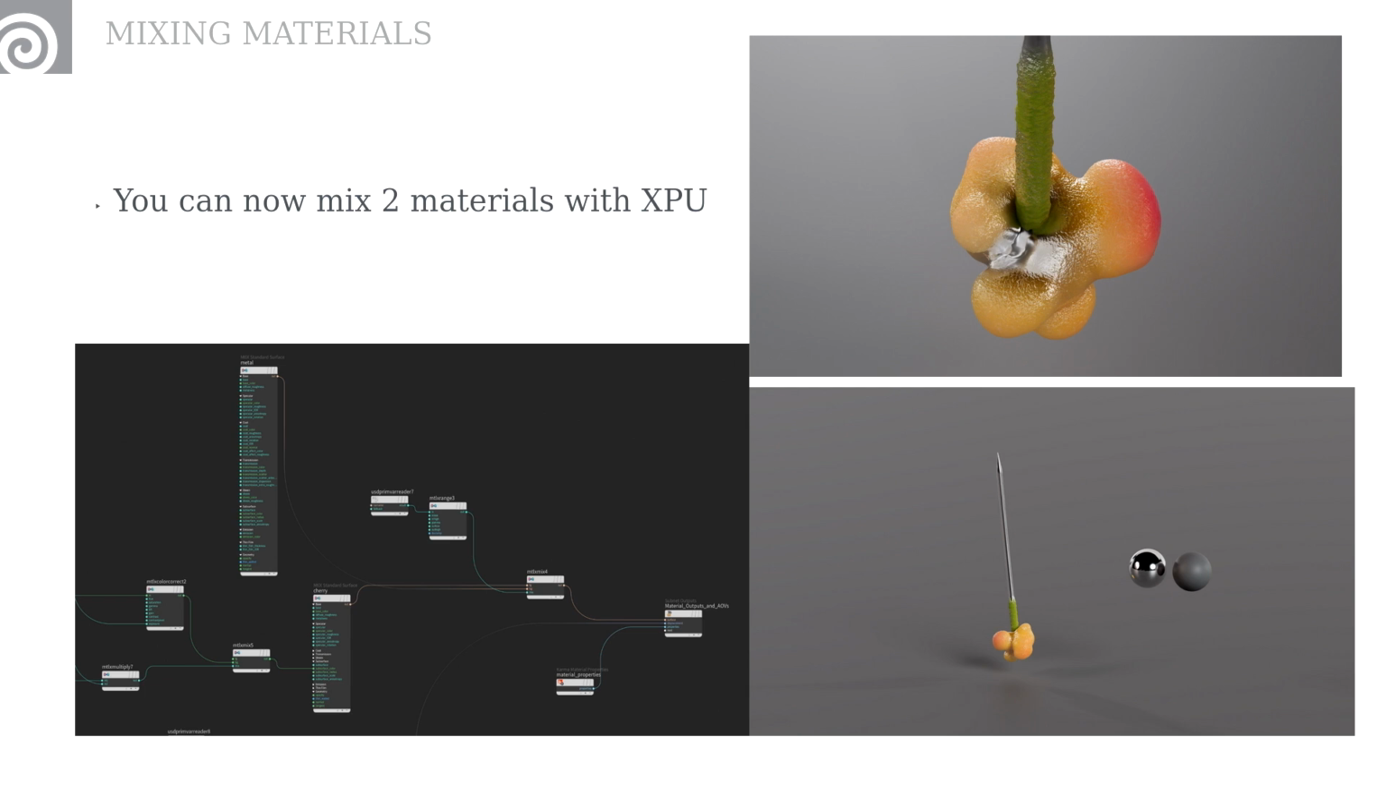Only two, though. There's a hard-coded limit in XPU, so you cannot blend more than two materials. Of course, you can do blends like before with the material blend, but it's really nice to have this because it just makes life a lot easier. And I know this is something that a lot of people wanted from XPU, but now it's there.